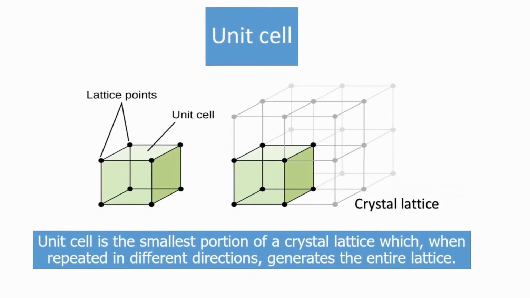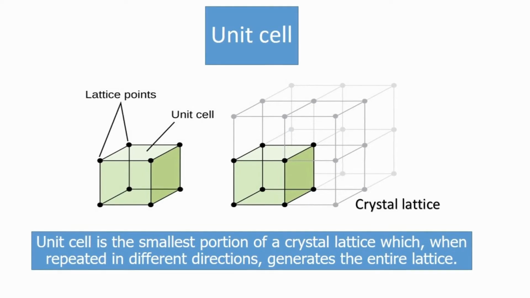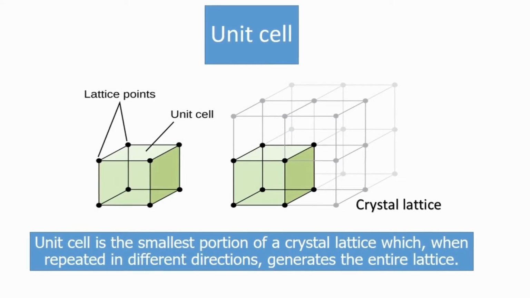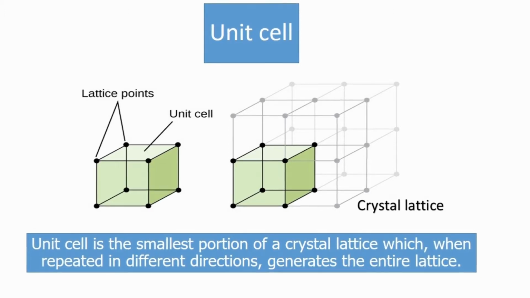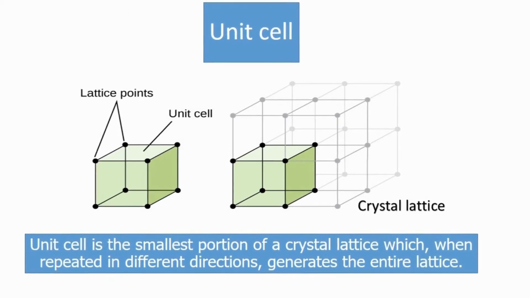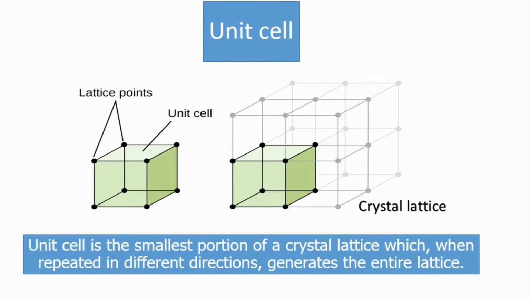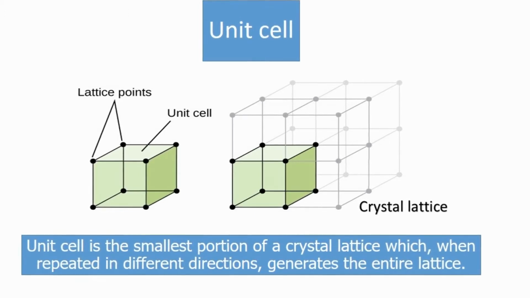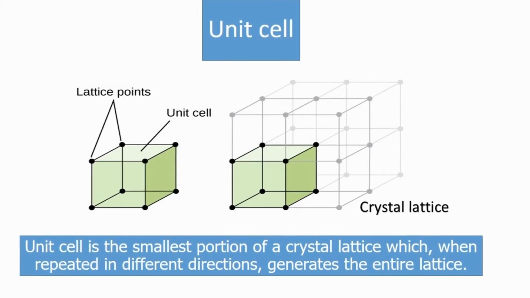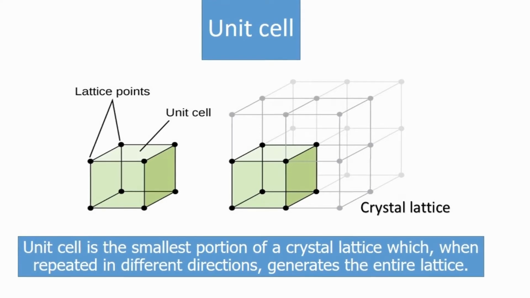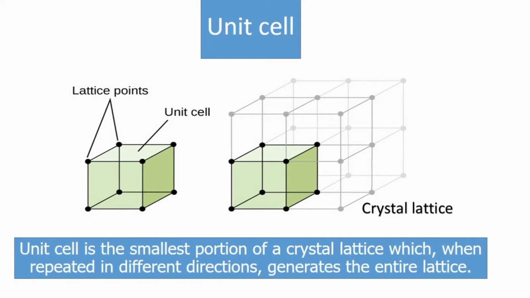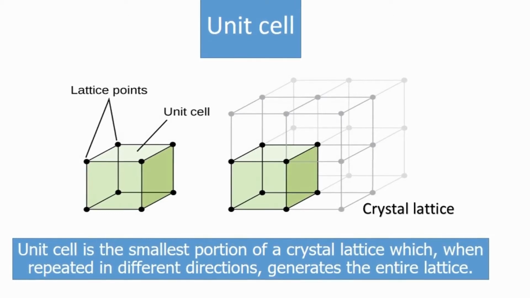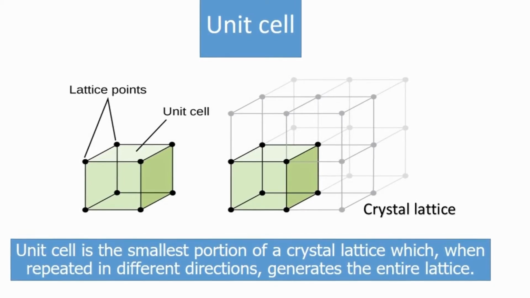If you observe this crystal lattice, you can notice a small group of lattice points repeats itself again and again to form the entire crystal lattice. This small group of lattice points is known as a unit cell. Thus, the unit cell is the smallest portion of a crystal lattice which, when repeated in different directions, generates the entire lattice.